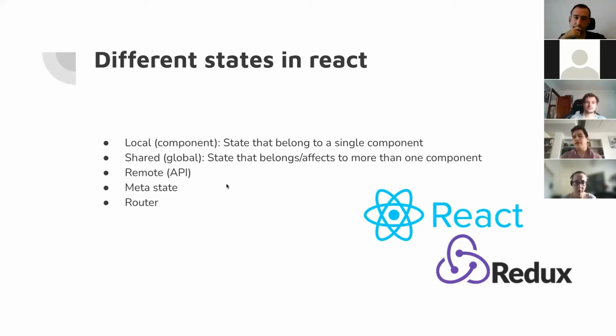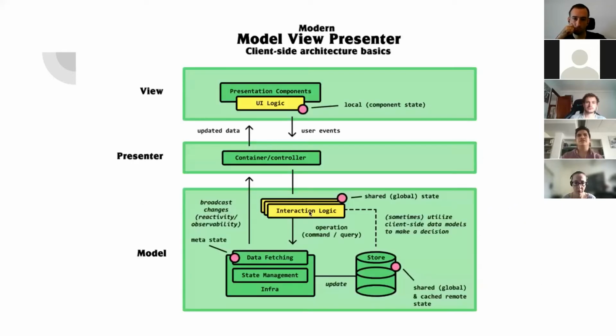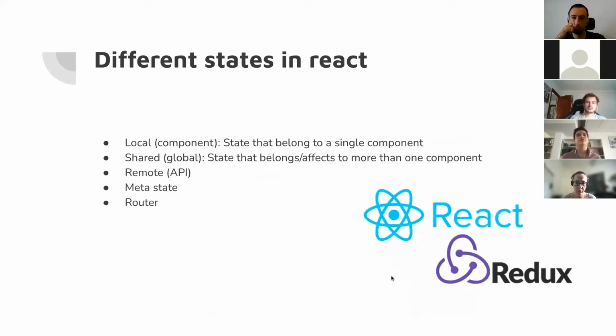We have several alternatives for implementing it. One of the most popular is Redux. We also have the Context API. We have Flux, but there are a lot of alternatives. We will use Redux in this example. It's a state that resides in the model layer, and it's shared across the whole application. So we are going to see how it works.